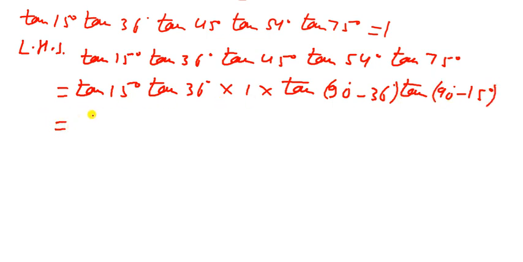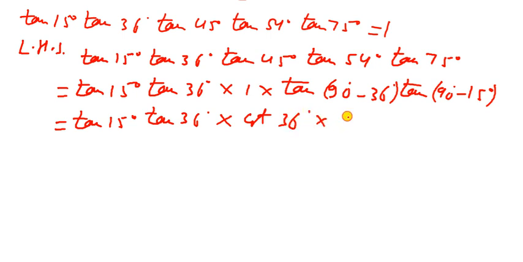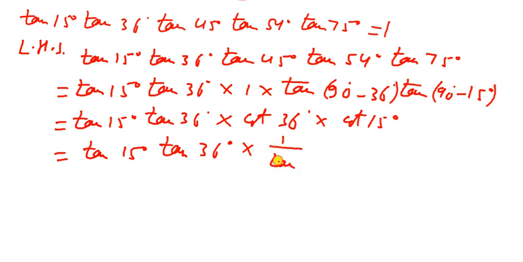So it becomes tan 90 degree minus 36 degree, and here is tan 90 degree minus 15 degree. As you know, tan 15 and tan 36 degree are as this, so that will be same. Tan 90 minus theta, that is the cot theta, so we can say cot 36 degree, and here is also cot 15 degree.